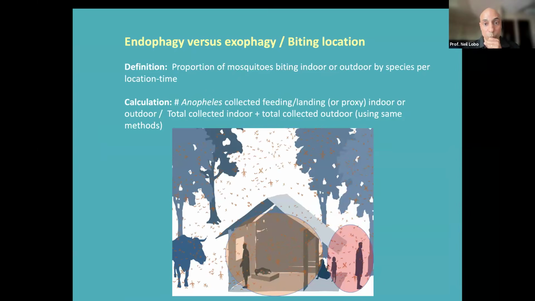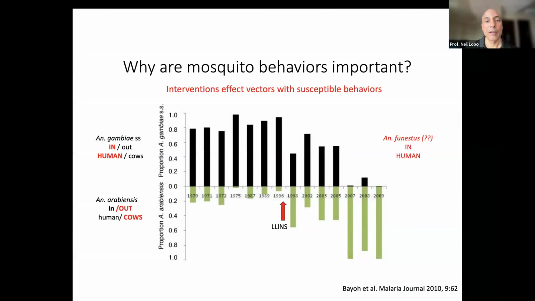Endophagy versus exophagy. This is biting location. Where do mosquitoes prefer to bite human beings? This is the proportion of mosquitoes biting indoors or outdoors by species, by location and time. And here's an example also. This is published. This is also from Kenya. And remember, we talked about maybe 3 or 4 slides ago, Anopheles gambiae likes biting inside in humans, Anopheles arabiensis likes biting outdoors primarily in cows. What happens initially? You can see the proportions. Now, these are proportions and not absolute numbers.